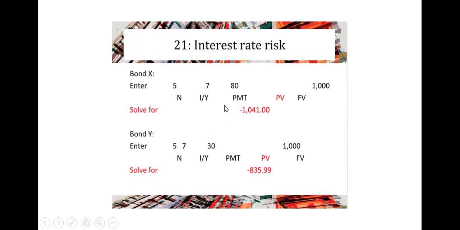And that is confirmed by our calculation. So when the coupon rate is more than the market interest rate, the bond is selling at a premium, meaning the market price of the bond is more than the face value or the par value. And for bond Y, since the coupon payment is $30, the coupon interest rate is 3%, which is less than the yield to maturity or interest rate, so the bond is selling at a discount.